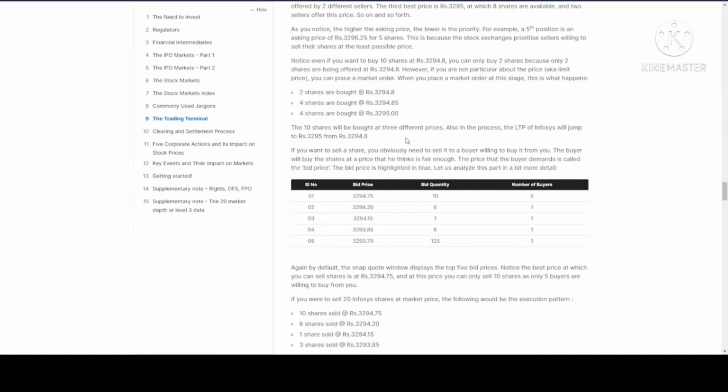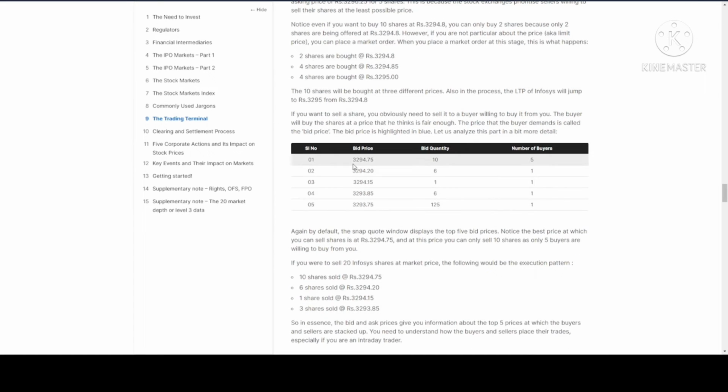If you want to sell a share, you obviously need to sell it to a buyer willing to buy it from you. The buyer will buy at the price that he thinks is fair enough. The price that the buyer demands is called the bid price. The bid price is highlighted in blue. Let us analyze this part in a bit more detail.